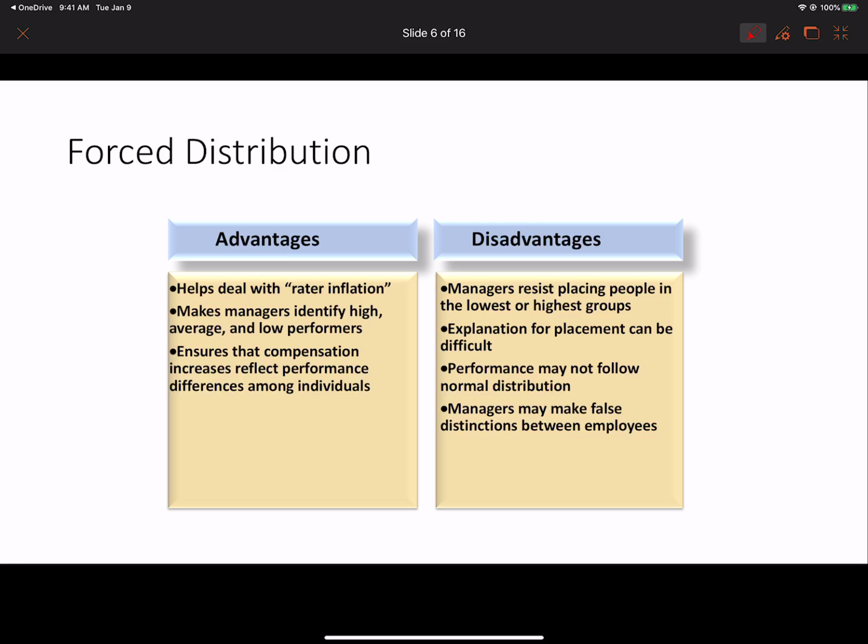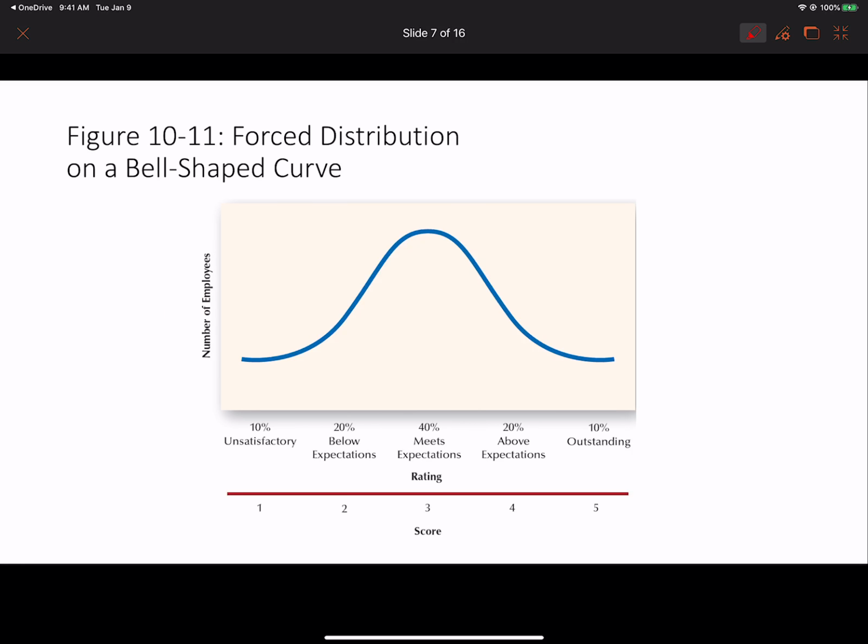Disadvantages: managers resist placing people in the lowest or highest groups, and forced distribution makes you do that. It doesn't give an explanation for placement. Performance may not follow normal distribution, and managers may make false distinctions between employees. And here's what we mean by a forced distribution. This is really the bell curve. That's what we call the bell curve.